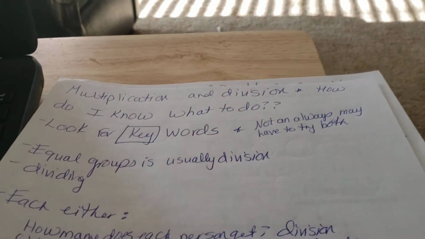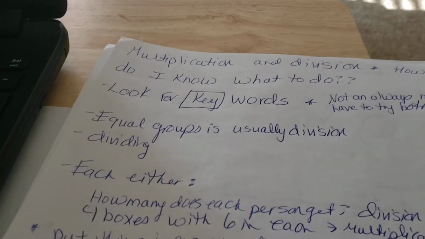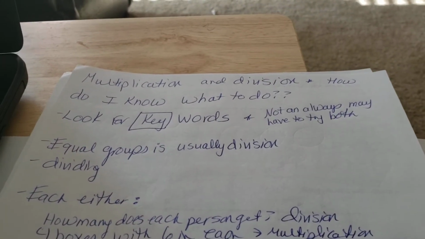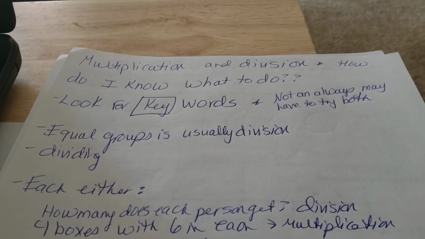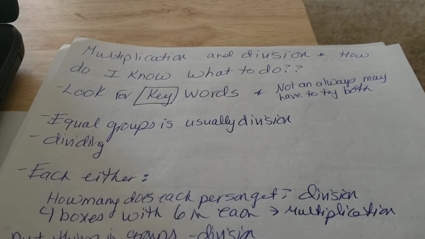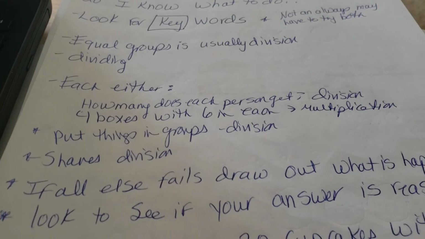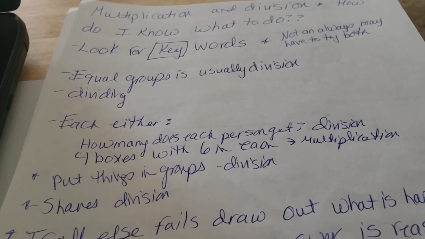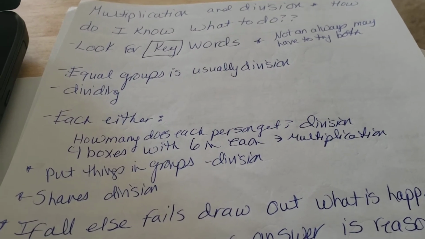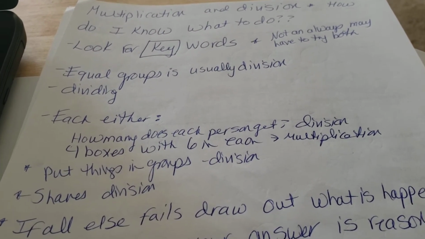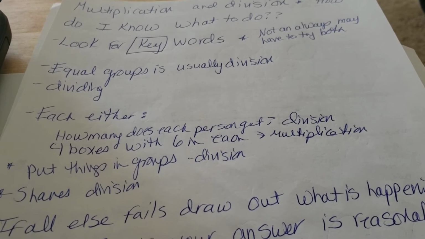Multiplication and division, how do I know? They really have to make sure they look for keywords. And there's not always a true answer. Sometimes they just really have to think about what's going on and whether it makes sense to multiply or divide. Equal groups is usually talked about in division, but there are also word problems with words like each, and we have learned through experimenting and working out problems that each could be either multiplication or division.